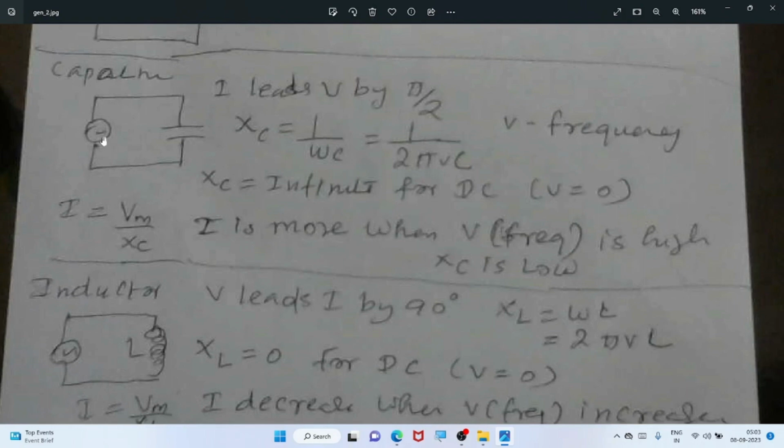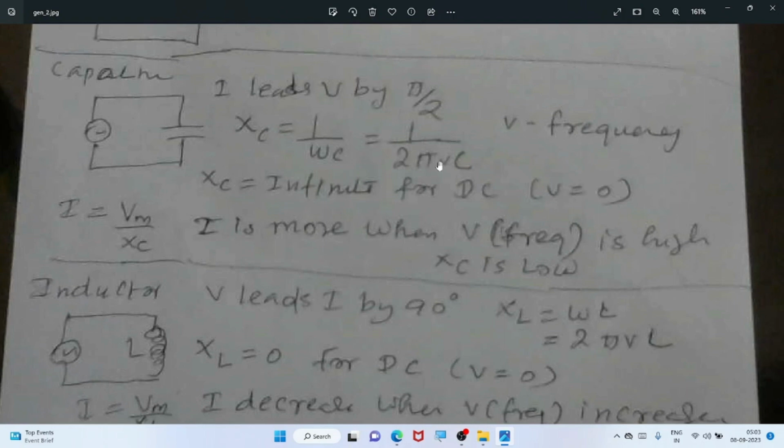Now for a DC voltage, if you take this frequency for DC, it will be 0. 1 by 0 is infinite. So for DC, Xc will be infinite, because for DC the frequency will be 0, and the denominator will become 0. 1 by 0 is infinite. But for other frequencies, if you increase the frequency, this term will increase. 1 by a larger number means Xc will be less. So I is more when frequency is high.